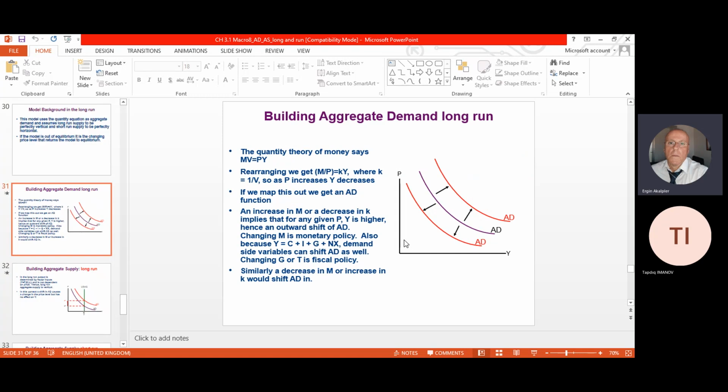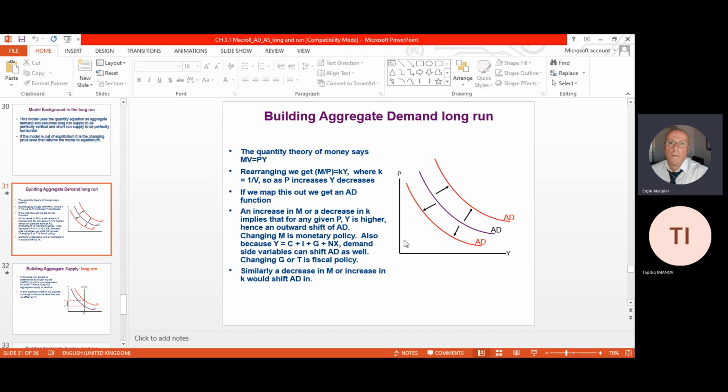Now, building the aggregate demand in the long run, again, the quantity theory of money says MV is equal to PY. On the right side of the equation, the amount of production is calculated numerically, price and output. And on the left side, we calculate the amount of money in circulation. M is the money supply, and V is the velocity or speed of money circulating in the system. Therefore, M multiplied by V is always equal to P multiplied by Y. This is the Fisher equation for using these models.